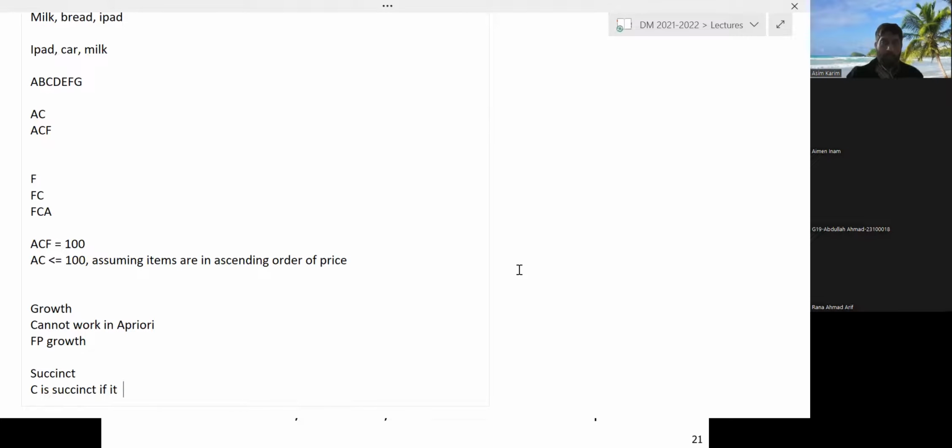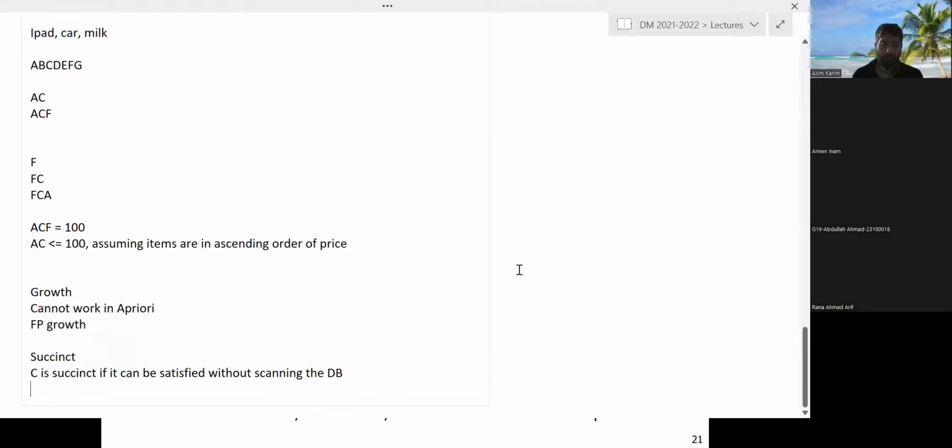If it can be satisfied without scanning the database. ठीक है? So that's why, of course, succinct का मतलब यही है कि something, I don't know English का लफ्ज़ है, it's so brief or whatever. So it's a constraint that can be satisfied easily.